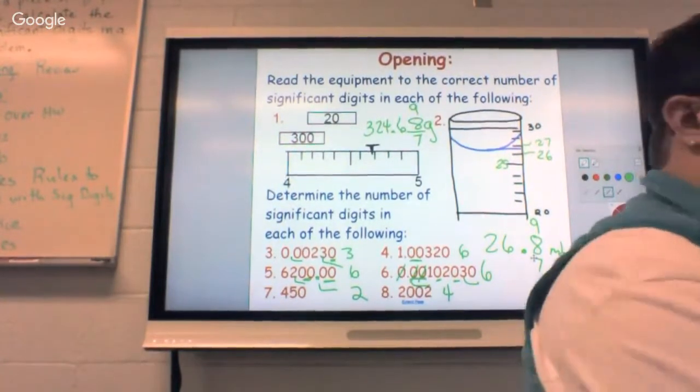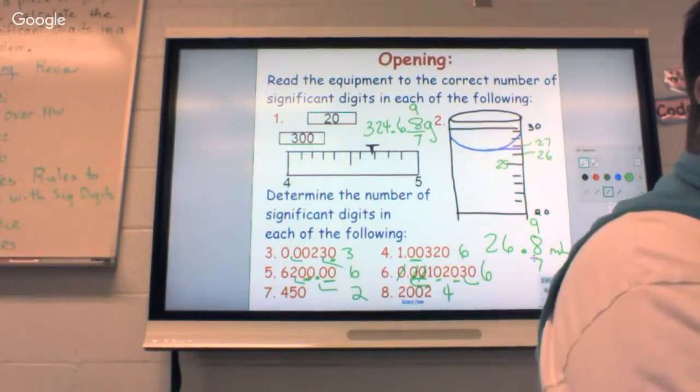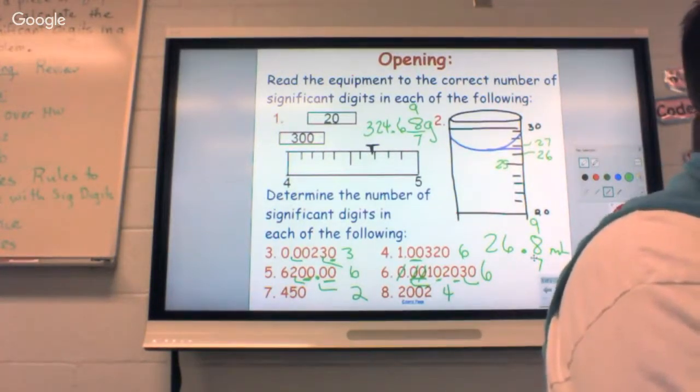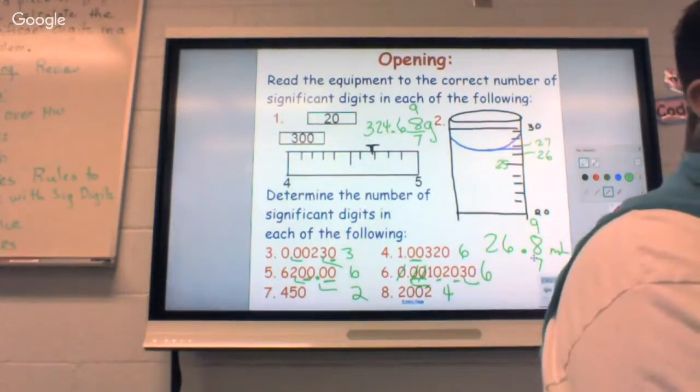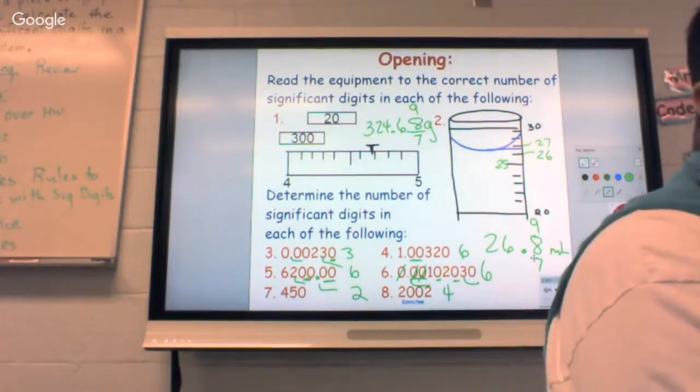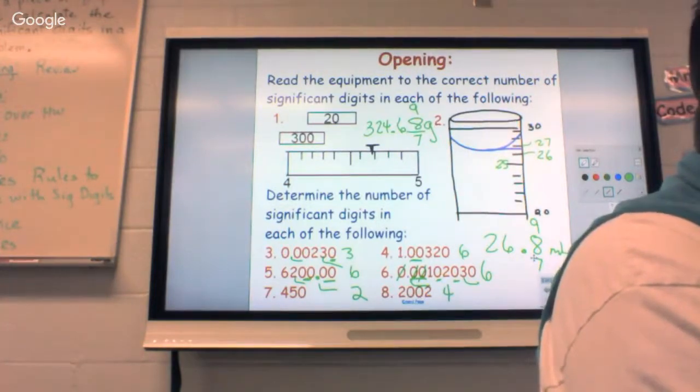All right, in question 1, how many did you say? 1. Good. In question 2, 1. Again, that 0 is behind an understood decimal, so it was not significant. All right, and number 3, 4. 10, it's there. Those first 2 zeros are significant because of that, and that last 0 is behind the decimal, so it's significant. Number 4, 1. Number 5, 2. Number 6, 3.